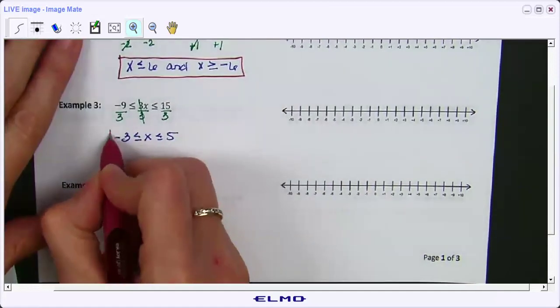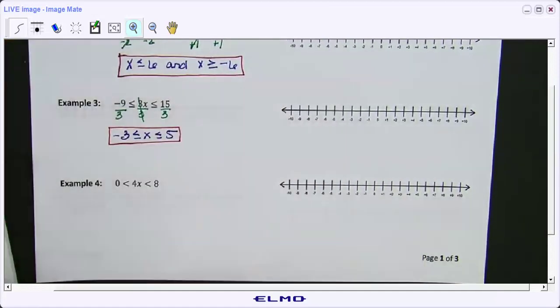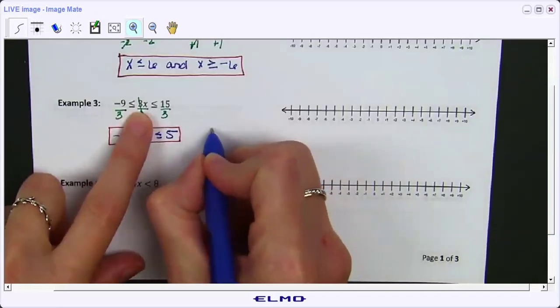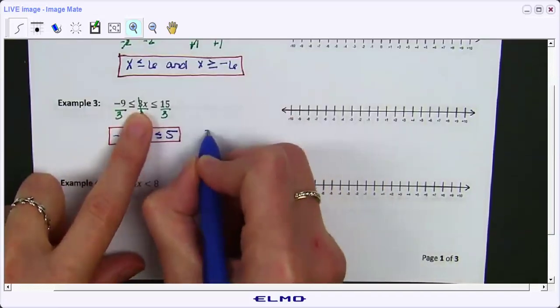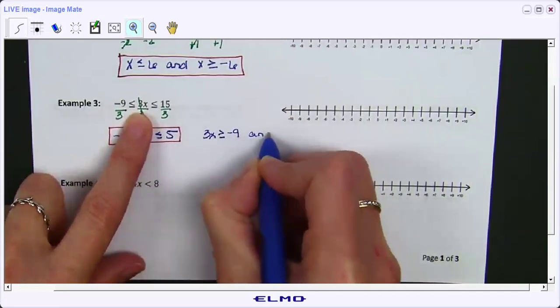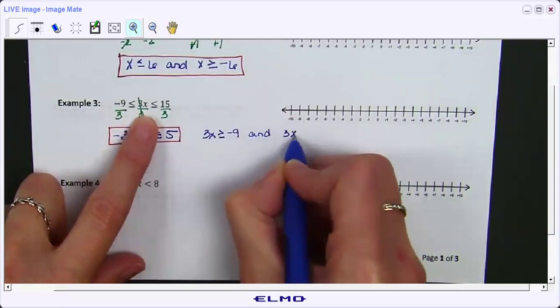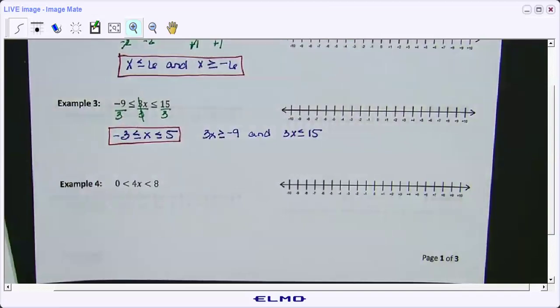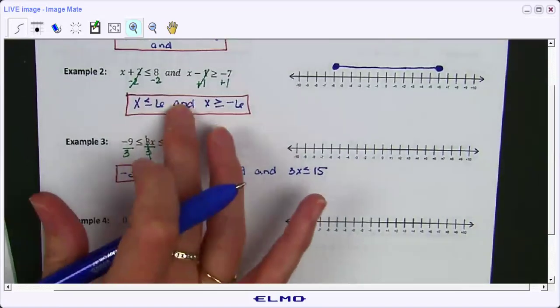Now, again, sometimes students get confused by that, but if you think about this, another way to write it is 3x is greater than or equal to -9, and 3x is less than or equal to 15. So if you prefer solving them separately, you are more than welcome to set it up like this and solve them. You'll get the same answer, except it won't look like this. It'll look like what we did up here, okay?